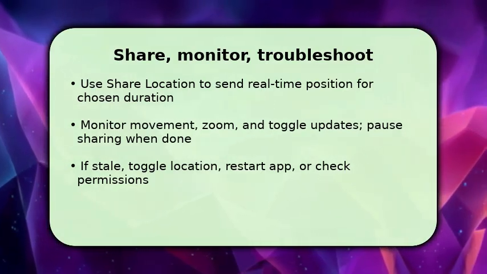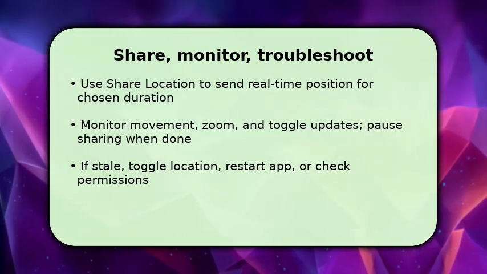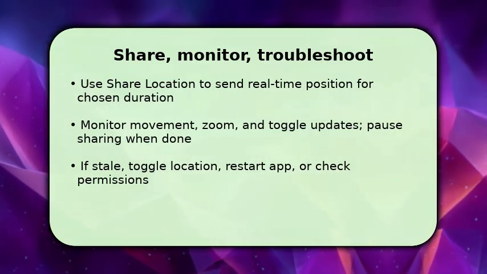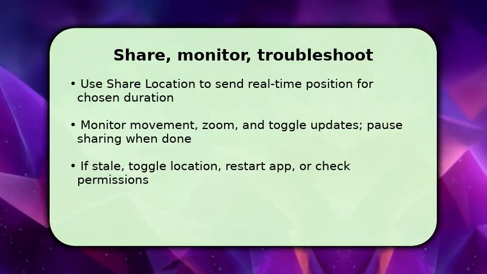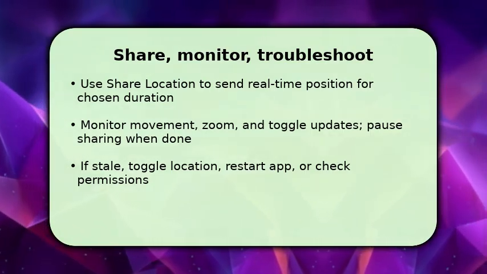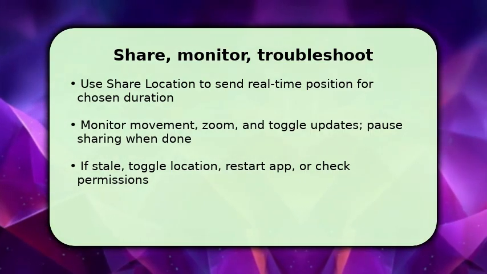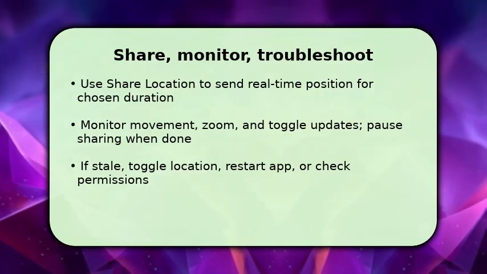If the map seems stale or jumps, try toggling location services, restart the app, or confirm app permissions. These steps often fix drift or missing updates. If problems persist, switch between Wi-Fi and mobile data to rule out network hiccups.